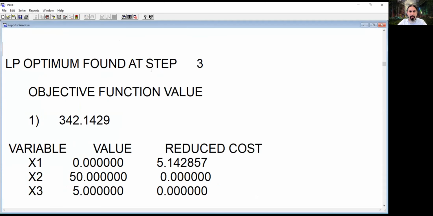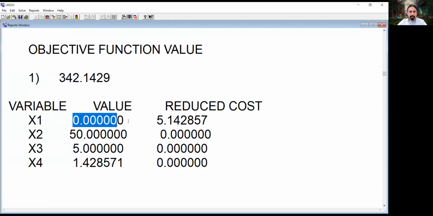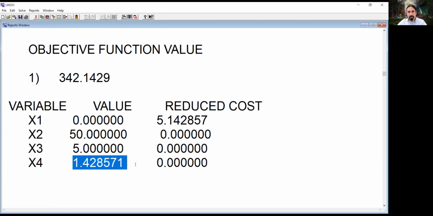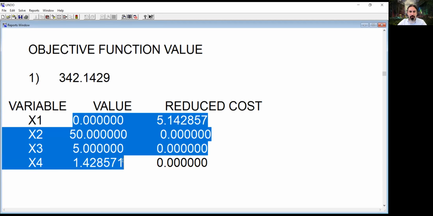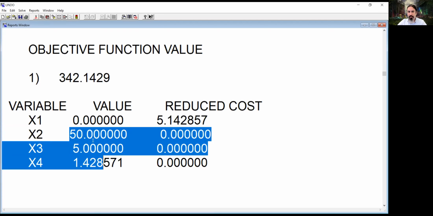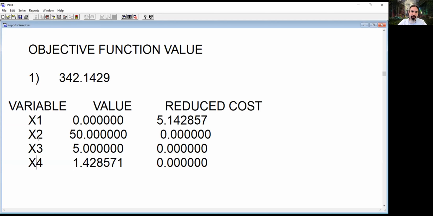Now, again, step 3, so 3 iterations. And we have x1 is equal to 0, x2 is equal to 50, x3 is equal to 5, and x4 is equal to 1.42. These are my optimal solution values for all my decision variables, okay? This one is non-basic because it has a reduced cost. All these 3, x2, x3, and x4, all these 3 decision variables are basic variables because they have a value greater than 0, and they have a reduced cost of 0. So they are basic variables.